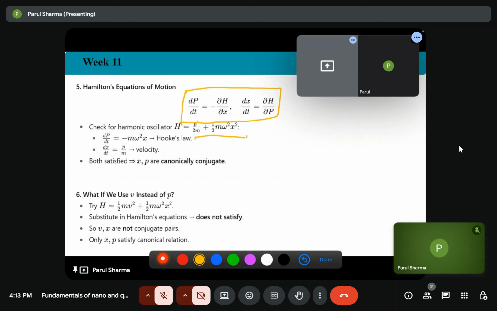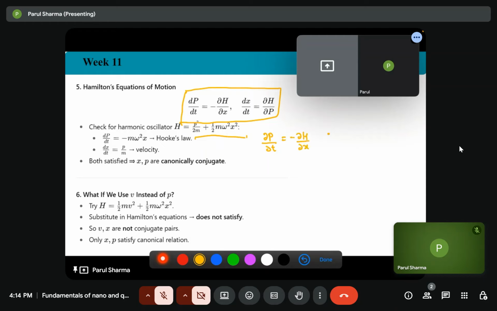What if we have v, that is velocity, instead of p, that is H is equal to half mv square plus half m omega square x square. So curl p by curl t is equal to minus, and the other is dou x by dou t is equal to this.